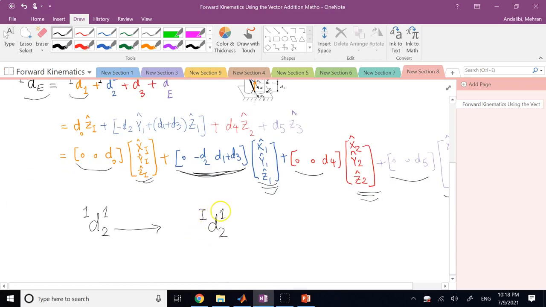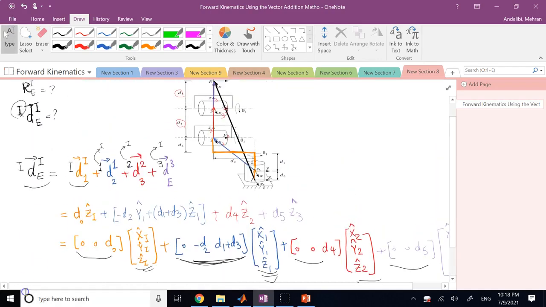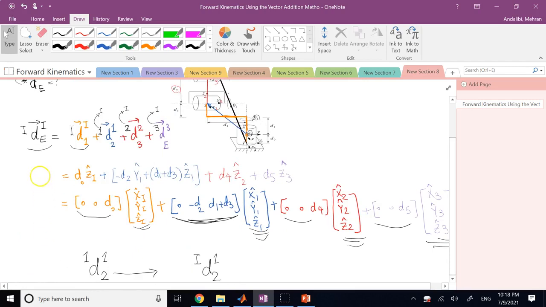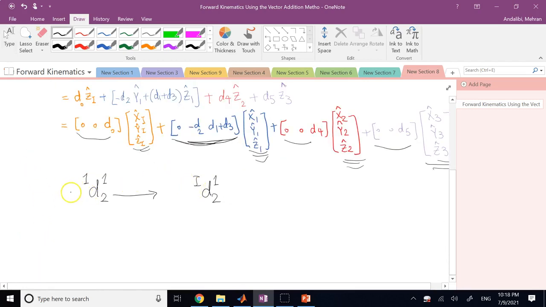Well, since this one is written in frame 1, this is written in frame I. And how do I go from I to 1? I go from I to 1 by what? By rotation about zi with angle theta 1. It's a rotation z and angle theta 1. And you know, if you want to go from the new frame to the old frame, all you need is to multiply it by rotation matrix of R of 1 with respect to, in this case, I, not 0. If I had this rotation matrix, I could multiply it, and that would give me what I really need, correct?